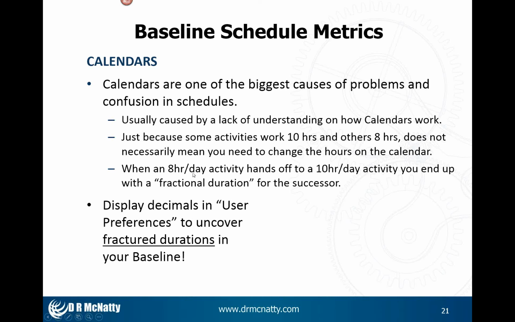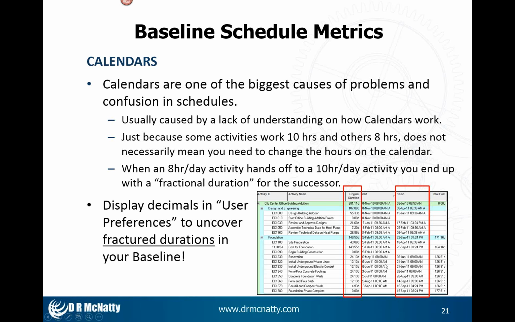The problem is that when an 8-hour-a-day activity hands off to a 10-hour-a-day activity, so I have an activity that ends at 5, hands off to an activity that can work until 6, that successor activity ends up starting at 5 o'clock, and you end up with fractional durations in your schedule. And a lot of people don't know this. And if you go into user preferences and turn on decimals for your display, you might be surprised at what you see.